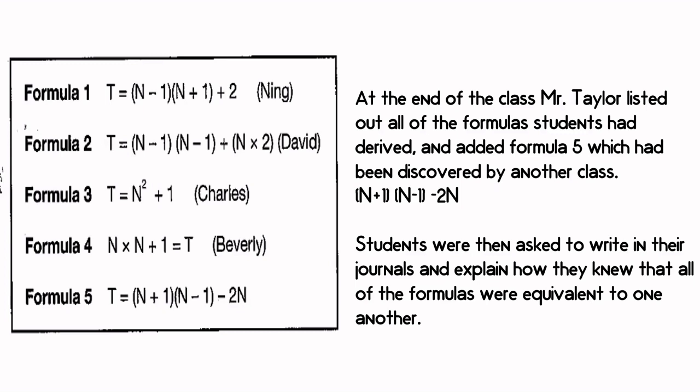All right, so there were only a few minutes left in class, so Mr. Taylor wanted the students to really quickly observe a few things. He wrote all the formulas off to the side, and then he added one other, formula 5, that was discovered in another class. It was n plus 1 times n minus 1 minus 2n. Students were asked to write in their journals and explain how they knew that all the formulas to the left were equivalent to one another. After they did that, the very next day, they were going to start graphing it.